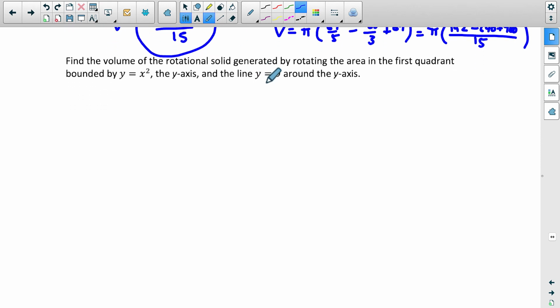Find the volume of the rotational solid generated by rotating the area in the first quadrant, bounded by y equals x squared, the y-axis, and the line y equals 9 around the y-axis. It sounds even more complicated. Alright, let's just break this down here.